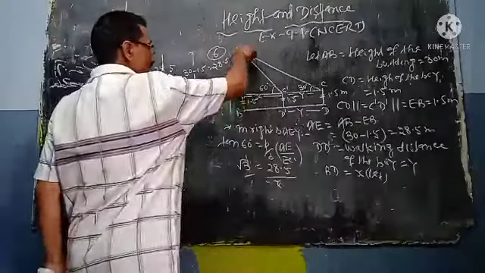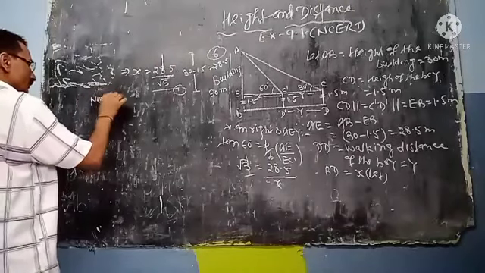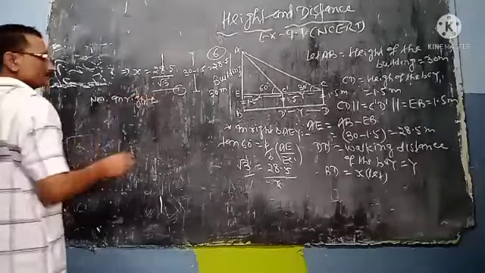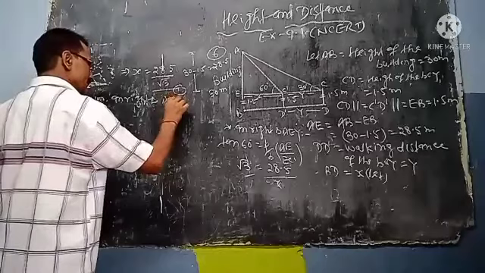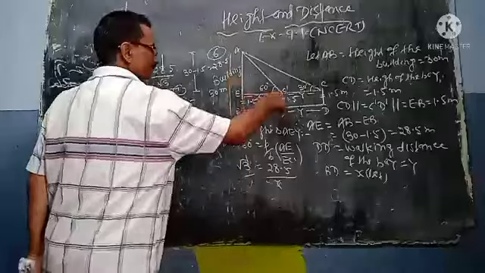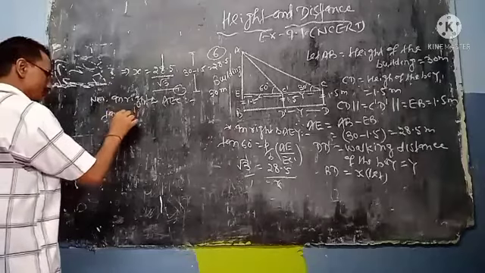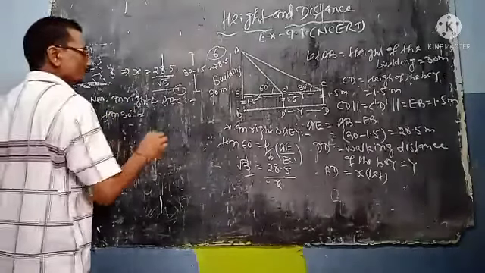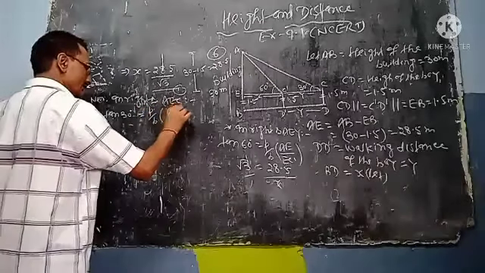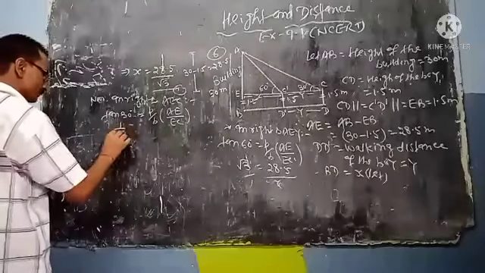Now take right triangle AEC. Again the same relation, perpendicular and base, we have in this triangle. So tan 30 degree equals P by B, AE by EC. Tan 30 degree is 1 by under root 3.